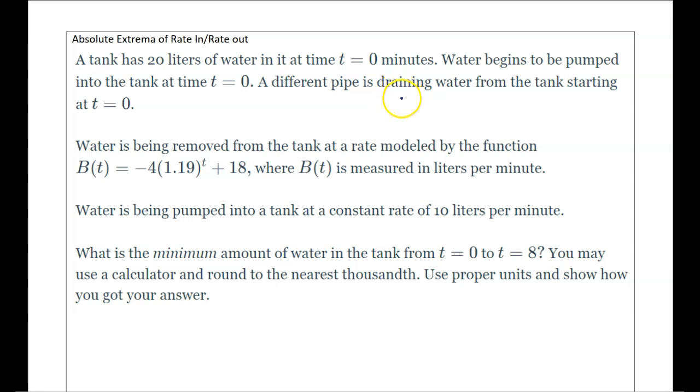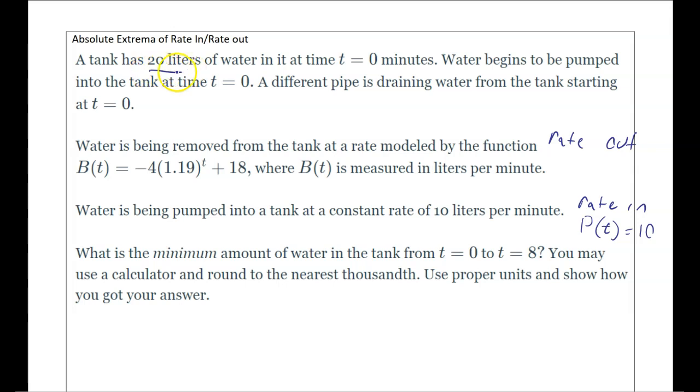All right, so where we can use this type of logic is in our good old-fashioned rate in, rate out problems. So we have water being pumped into a tank and draining out of a tank. Here we have a rate out, which is b of t. And then my rate in, here we have water being pumped into a tank at a constant rate of 10 liters a minute. I'm going to call that p of t for pumped. And I'm going to say p of t is just equal to 10. So that's a constant rate in.